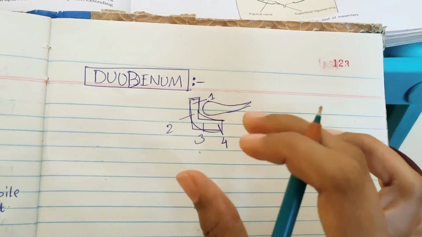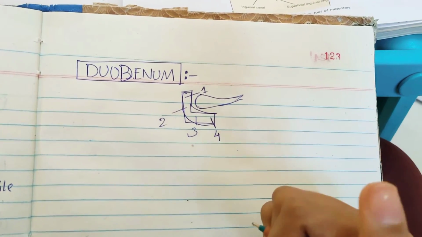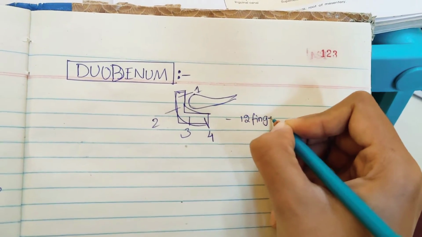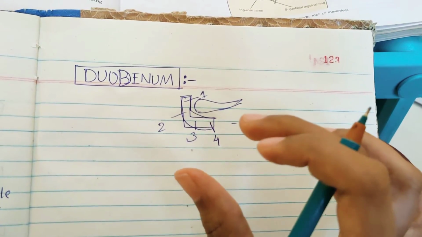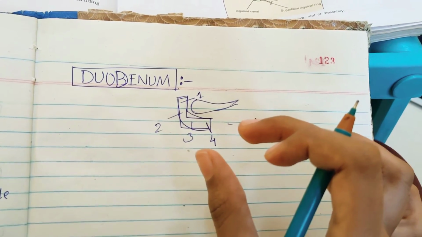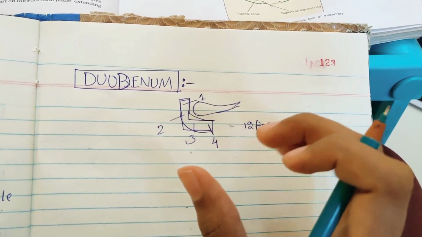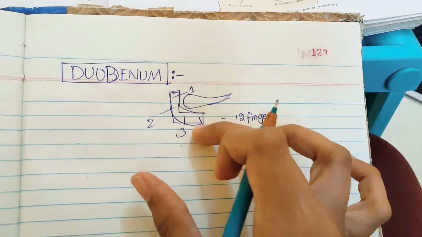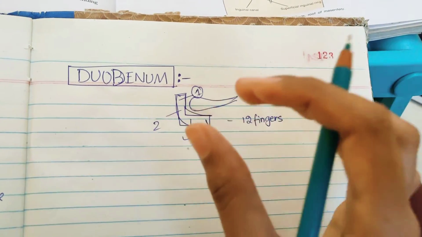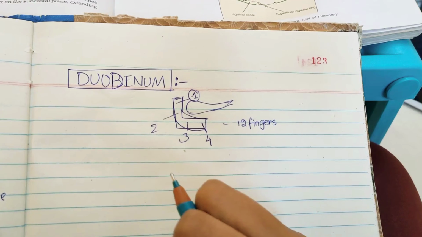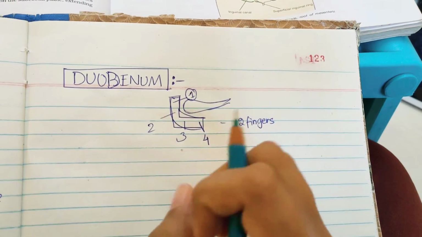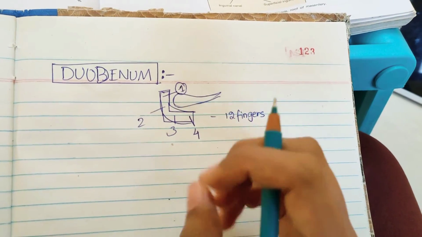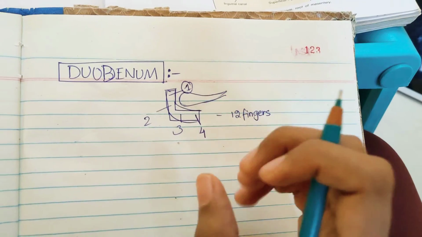Duodenum actually means 12 fingers, according to the Greek word. It is the shortest and widest, and also the most fixed part of the small intestine. The jejunum and ileum which come from here are movable, but the duodenum, especially the first part, is fixed and not movable. Why is the duodenum not movable? Because it does not have any mesentery from the backside, whereas the jejunum and ileum are freely movable because of the mesentery hanging from the posterior abdominal wall.